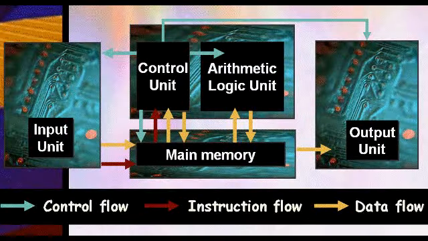2 typical components of a CPU are the arithmetic logic unit, ALU, which performs arithmetic and logical operations, and the control unit, CU, which extracts instructions from memory and decodes and executes them, calling on the ALU when necessary.